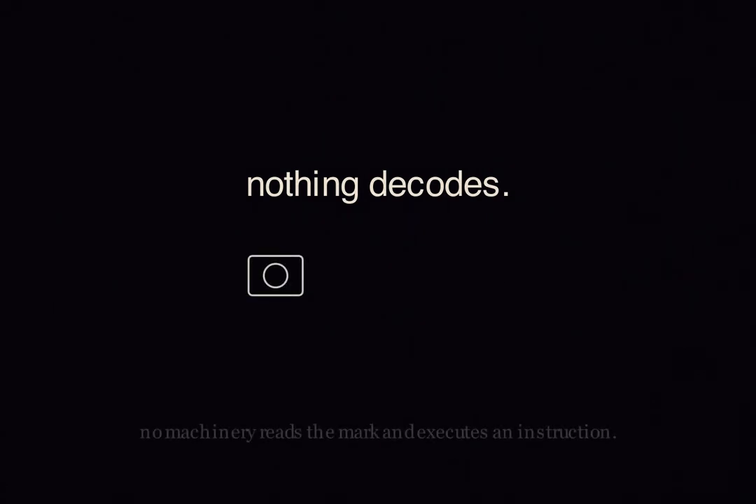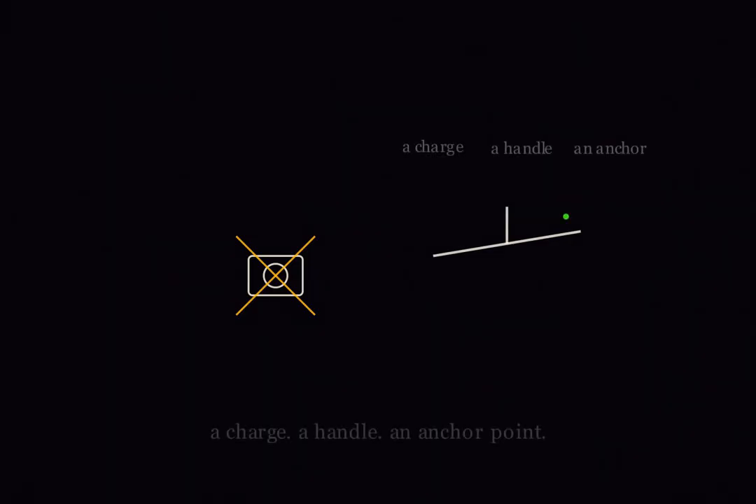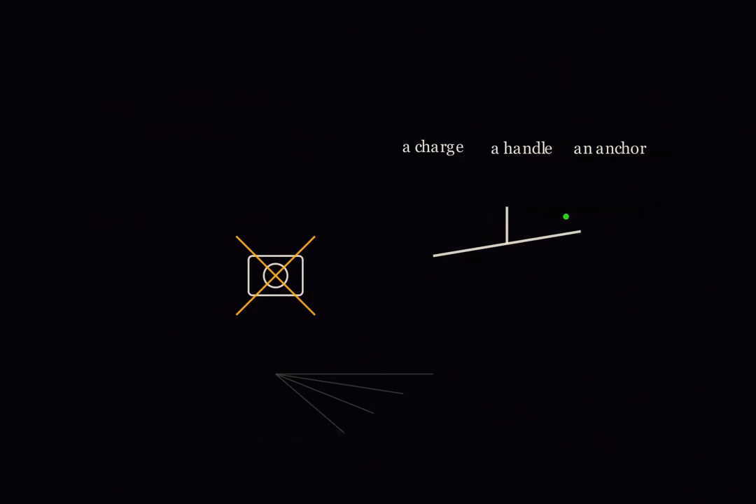And it is possible to say precisely where the word misleads. Nothing decodes. No machinery reads the marks the way these words are being read, extracting an instruction and executing it. The mark on a tail is a physical quantity, a charge, a handle, an anchor point, and what it does is set rates and preferences. It changes what may happen next.